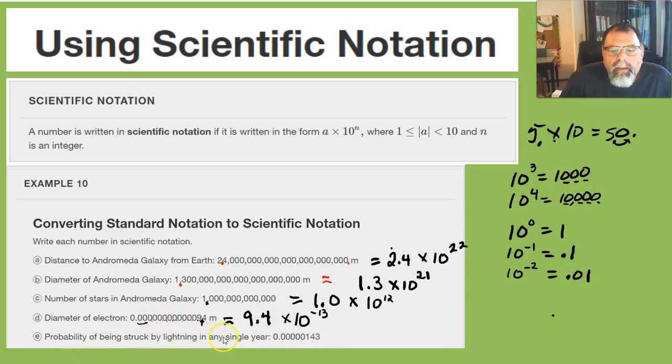The probability of being struck by lightning in a single year is this number. So we're going to put the decimal point to the right of the first non-zero number. So 1.43. And then we have to move it 1, 2, 3, 4, 5, 6 places. And then we want this number to get smaller. That's kind of the way I think of it. I want this number to get smaller, so that will move the decimal place to the left for negative. Okay, so I'm looking at this one.